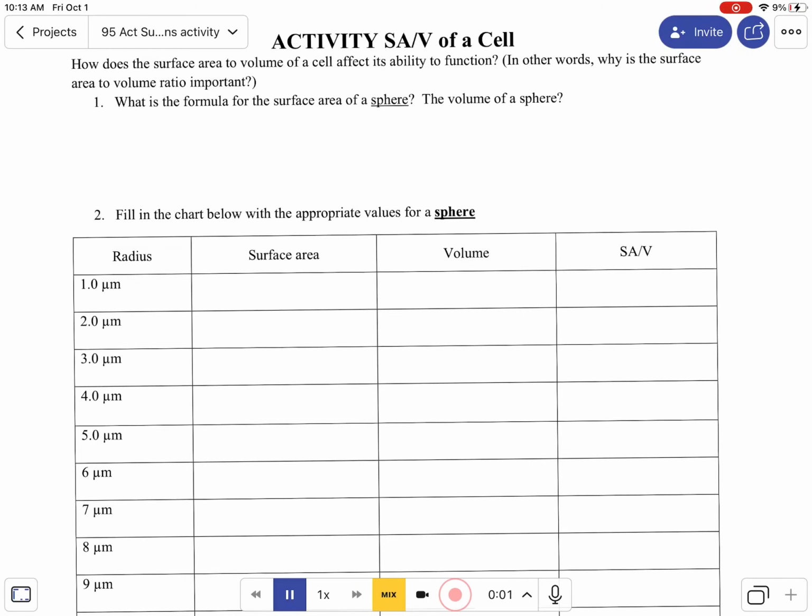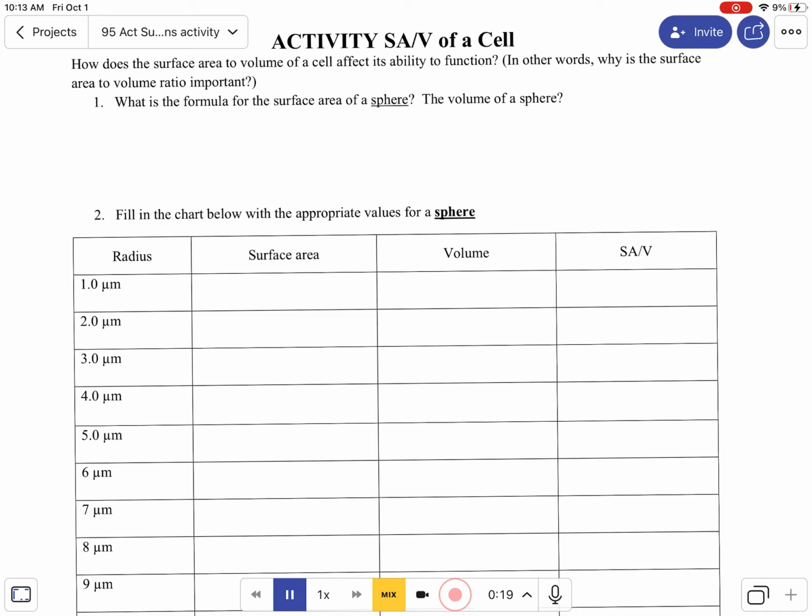Hey everyone, in this video we are going to talk about the surface area to volume ratio of a cell. So the question we're trying to figure out is, how does the surface area to volume ratio of a cell affect its ability to function? In other words, why is the surface area to volume ratio important?